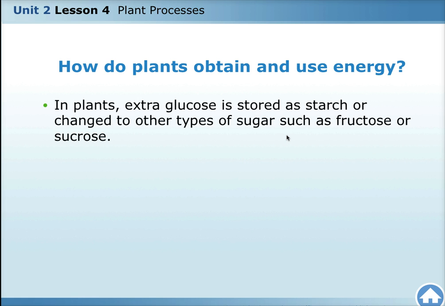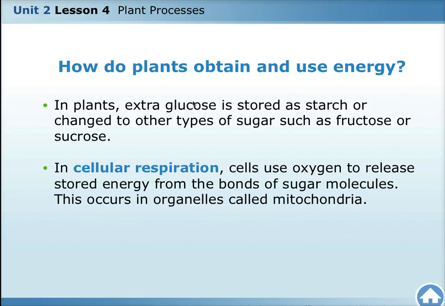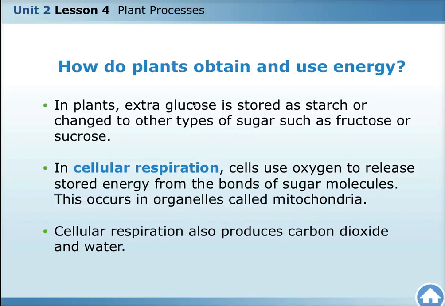In plants, the extra glucose is stored as starch or changed to other types of sugar such as fructose or sucrose. In cellular respiration, which is the opposite of photosynthesis, cells use oxygen to release stored energy from the bonds of these sugar molecules. This occurs in organelles called the mitochondria. Cellular respiration also produces carbon dioxide and water, which we exhale.